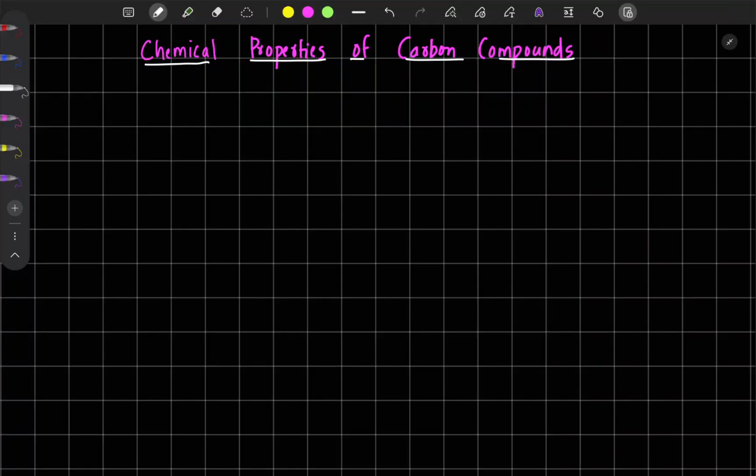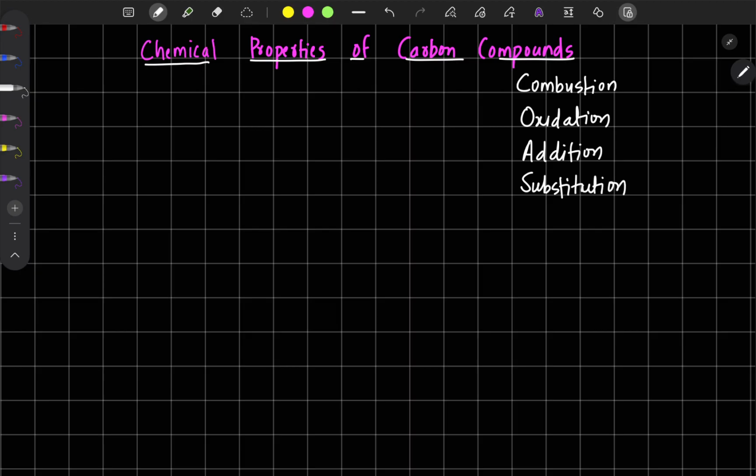So in this video we will study the chemical properties of carbon compounds. In our textbook we are already studying four types of reactions. The first one is combustion, second is oxidation, third is addition, and fourth is substitution. So we will study these four types of reactions. Chemical properties means these reactions. So whenever we talk about chemical properties, understand we are talking about the reactions.